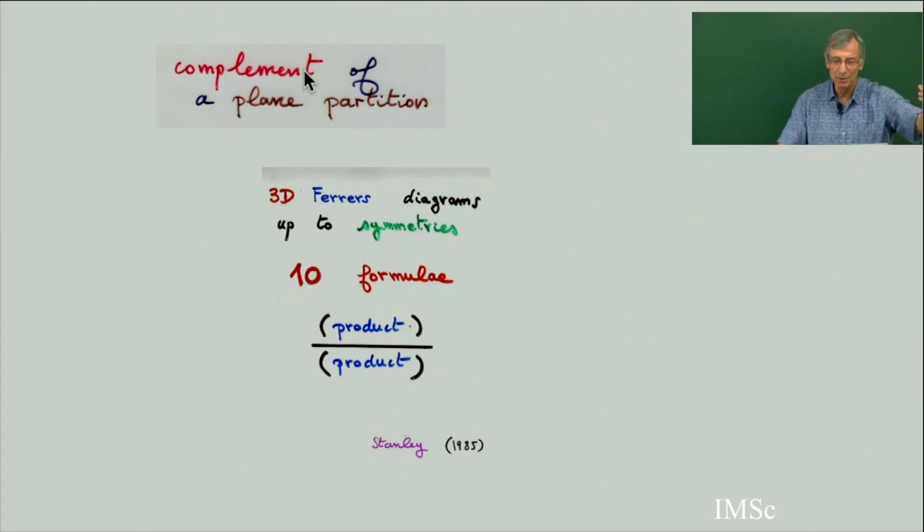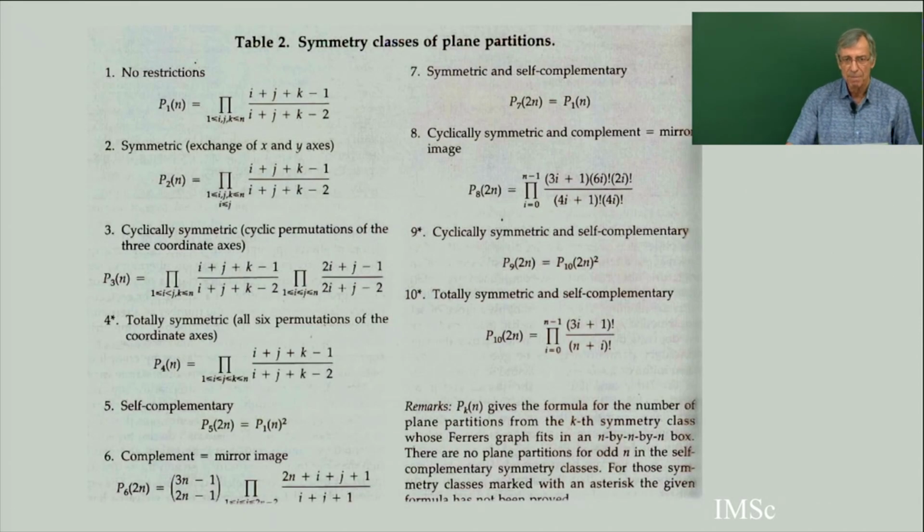So self-complementary means a plane partition which is equal to its complement. If you combine all possible symmetries, there are 3 symmetries, and up to isomorphism there are 10 classes, 10 formulas. Combinatorists have spent many, many years proving all these formulas, but the surprise is that if you have this formula, this is again the number of Alternating-Sign matrices.